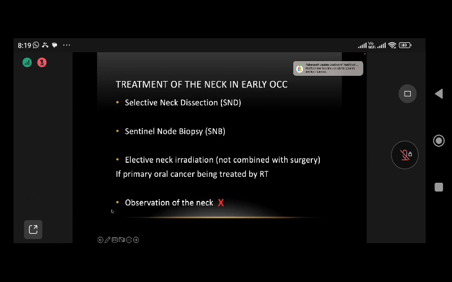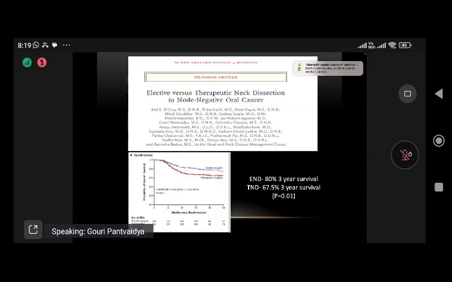Now, observation of the neck, that is, if you have early oral cancer, that's T1, T2 oral cancer, can we observe the neck? This, as of today, is not really done, and I'll show you a little bit of evidence for that. Now, previously, for very early oral cancers, we used to observe the neck. It was called the wait and watch policy till we published this randomized trial where we showed that if you do a selective neck dissection, that is elective surgery, versus you can take a wait and watch policy, you will find that the survival is significantly more.